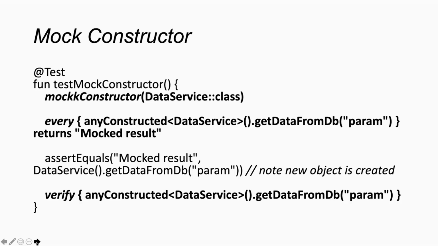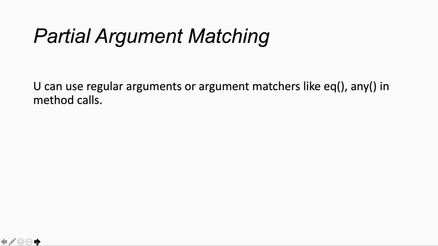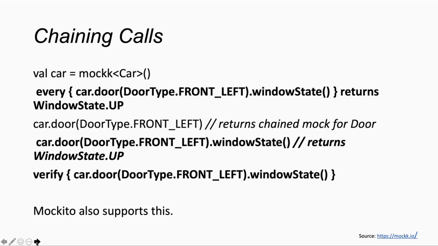After that, you can make the method call and verify the method call on the mock using anyConstructed again. Now moving on to argument matching. You can use regular arguments or argument matchers like eq for equals, any for any in your method calls. This is similar to Mockito. Moving on to chaining calls.